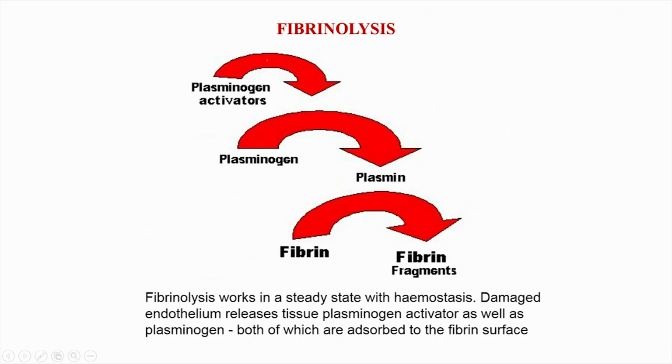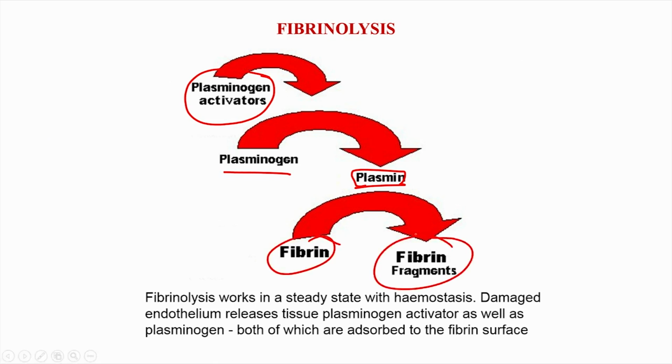So, here is the pathway. You have plasminogen activators that change plasminogen to plasmin, which is the major enzyme, and then this plasmin is going to take this fibrin and degrade it into fibrin fragments. There are always some steady state levels, and any damaged endothelium releases these activators as well as plasminogen. So, these can then be used to degrade the clot.